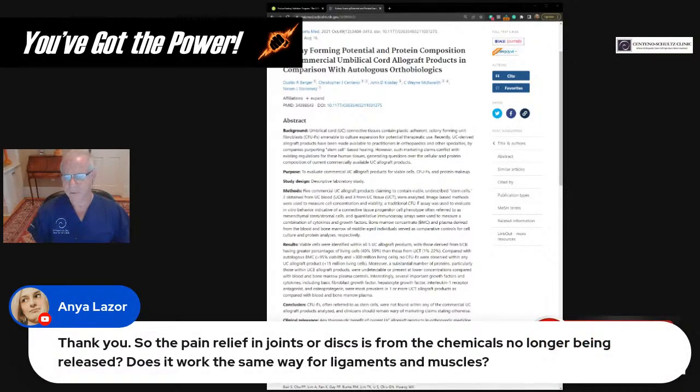Anya, thank you. So the pain relief in joints or discs is from the chemicals no longer being released. Does it work the same way for ligaments and muscles? Ligaments we can tighten and repair. They're easier to tighten and repair. So all fibrous tissue is generally easier to repair. That would be tendons and ligaments. So it works differently for tendons and ligaments. But the goal of tightening those ligaments is to reduce instability, which then protects that joint.